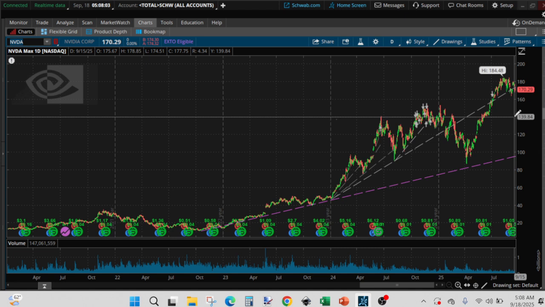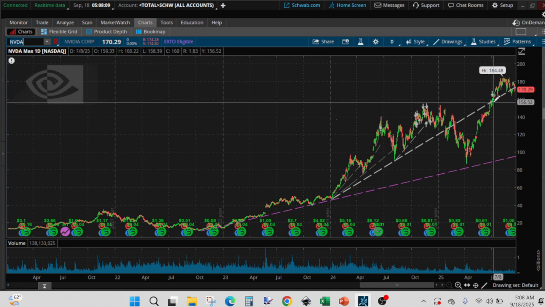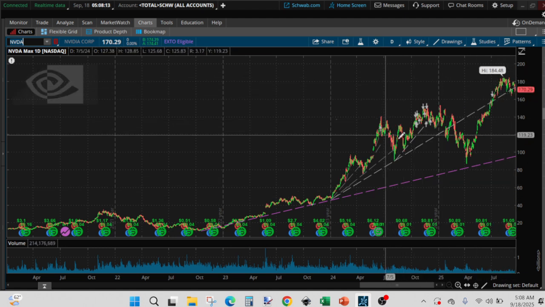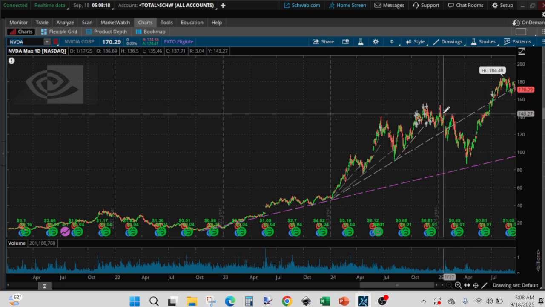So technically I could well remain in the trade. Once it reached this level that I sold it, I could well have decided to remain in it, but I was okay with locking in that small profit and just getting out.